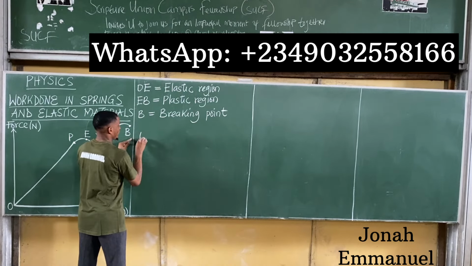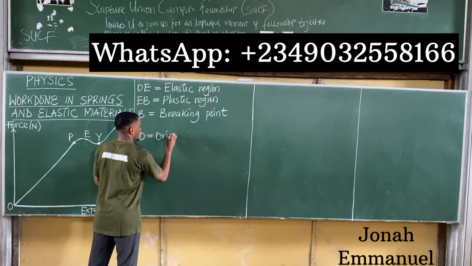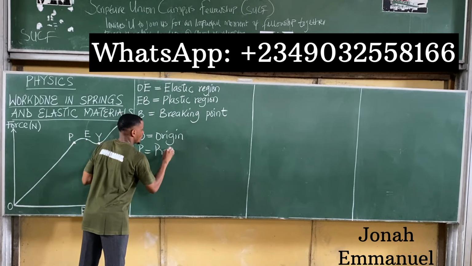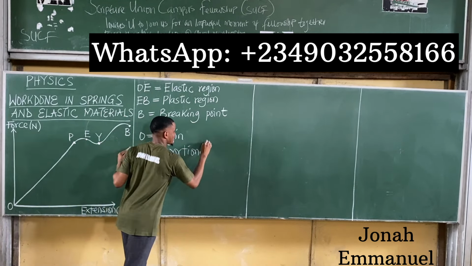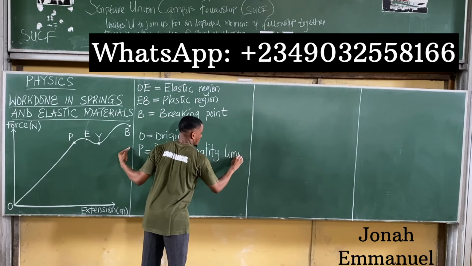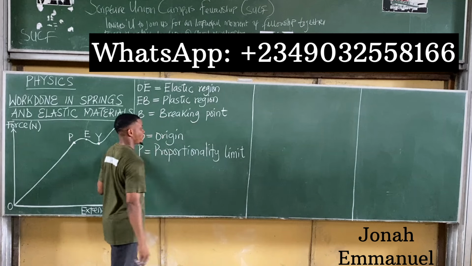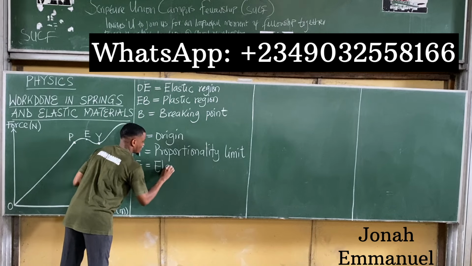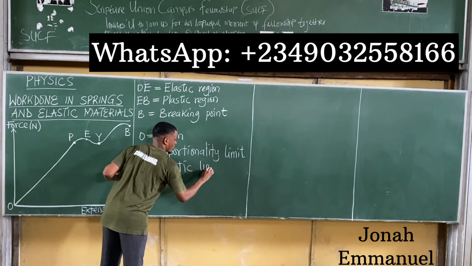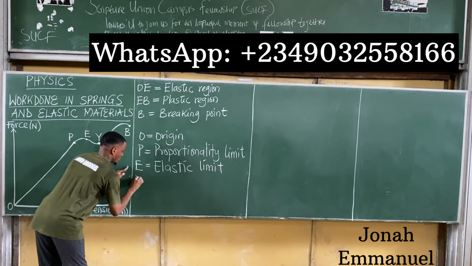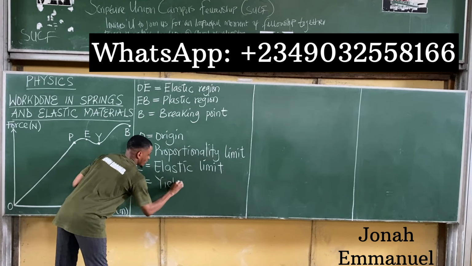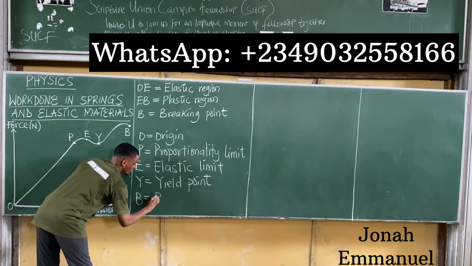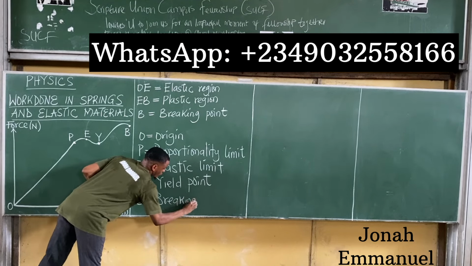So O there is simply the origin. P is simply the proportionality limit. E is simply called the elastic limit. Y is called the yield point, and B is called the breaking point.